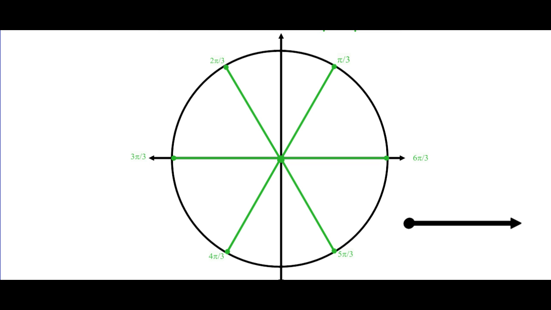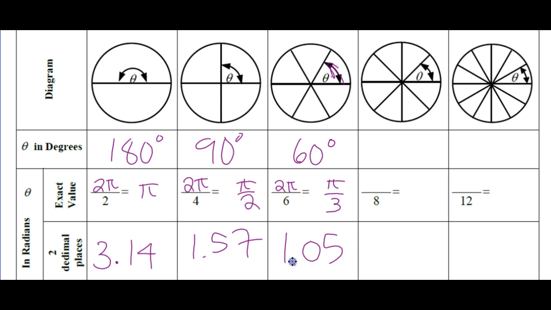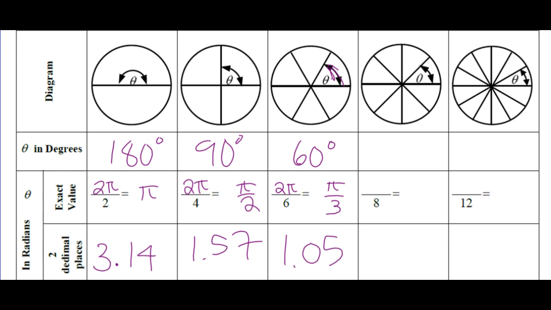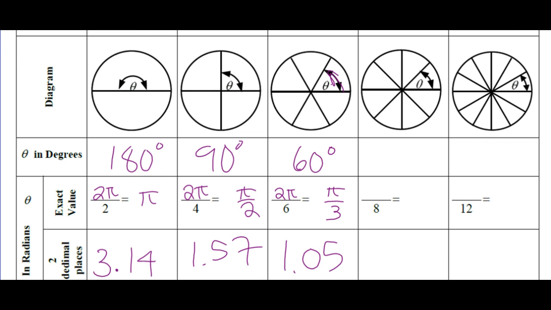Okay, remember it's 2 pi all the way around, right? So 1/3 pi has to be up here, 2/3 pi. Now in degrees we know what those are as well, right? Because we went by 60 degrees. So 60 degrees, 120, 180, 240, 300, 360. Okay. Back to this. What if we split it into 8 equal sections? Then how big is each section?